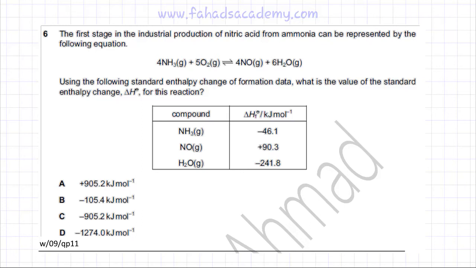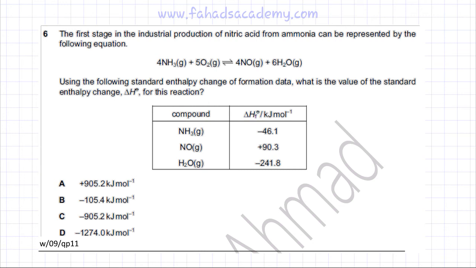The following chemical energetics question is related to Hess's Law. The question states that the first stage in the industrial production of nitric acid from ammonia can be represented by the following equation. So, a reaction is given where NH3 is reacting with O2 and it's producing NO, nitrogen monoxide, and 6 water molecules. And you're given the following standard enthalpy change of formation data. What is the value of the standard enthalpy change for this reaction?